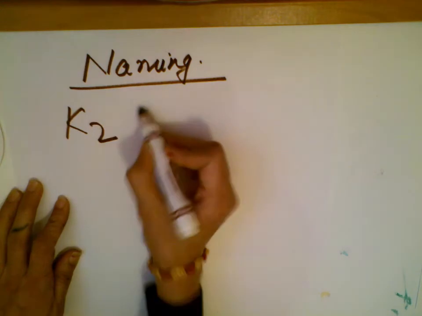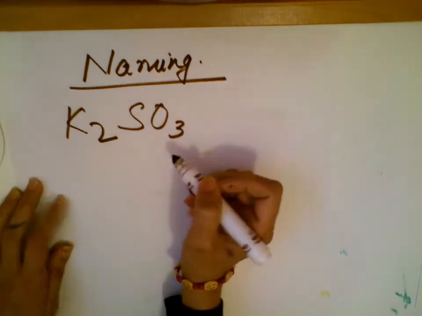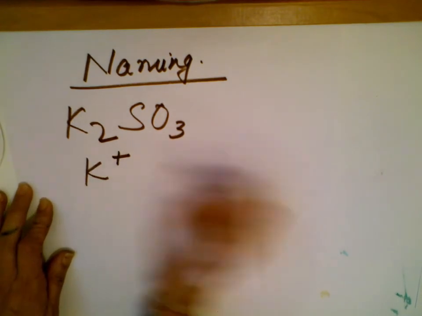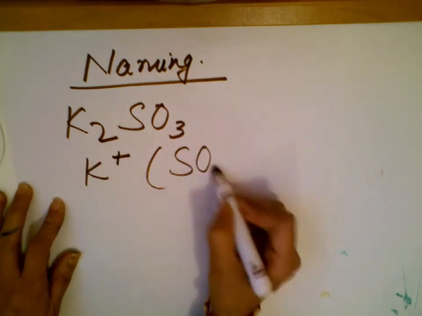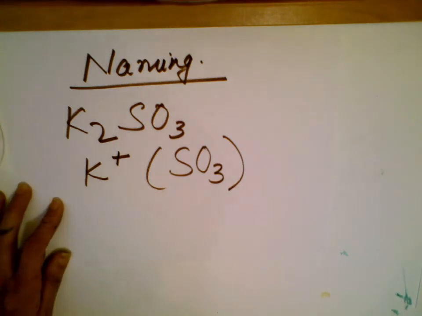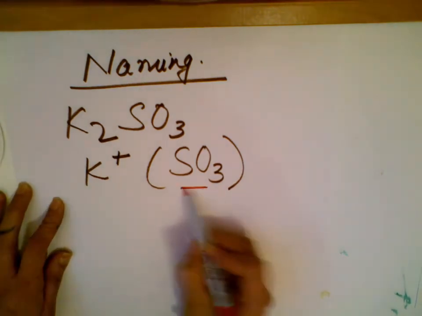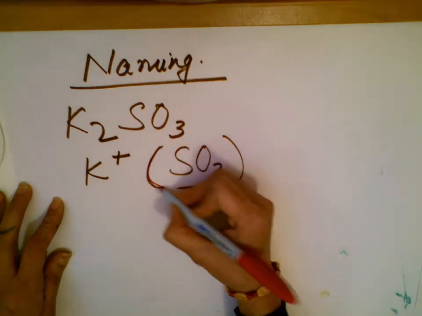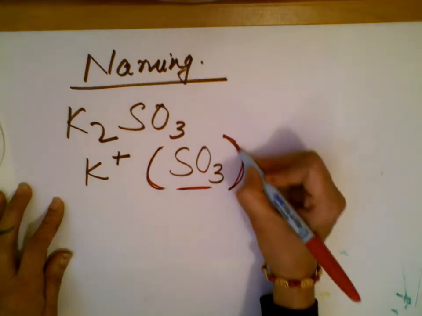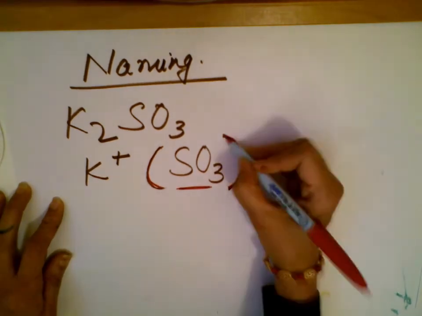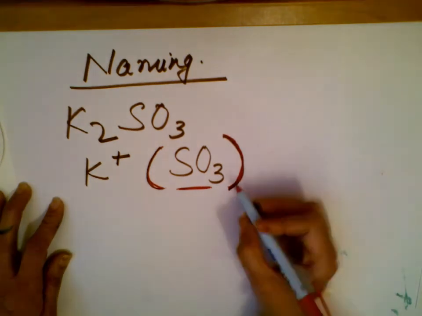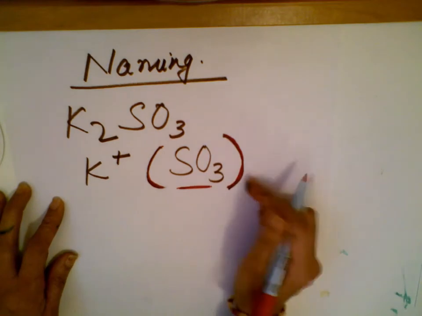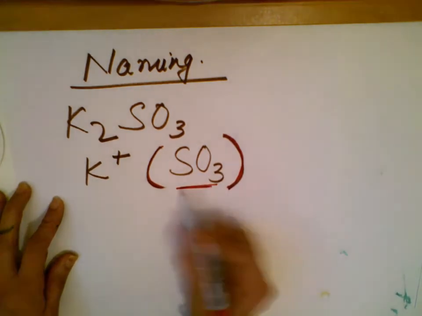So let's say you have K2SO3. Now K is plus, okay, and SO3, I want you to underline the polyatomic ion. Always underline polyatomic ions, and always start out keeping them in parentheses. Okay, and at the end, are we going to keep the parentheses or not? It depends on how many polyatomic ions we have. If we have only one polyatomic ion, we don't need to keep it in parentheses. If we have more than one, then we do need the parentheses.